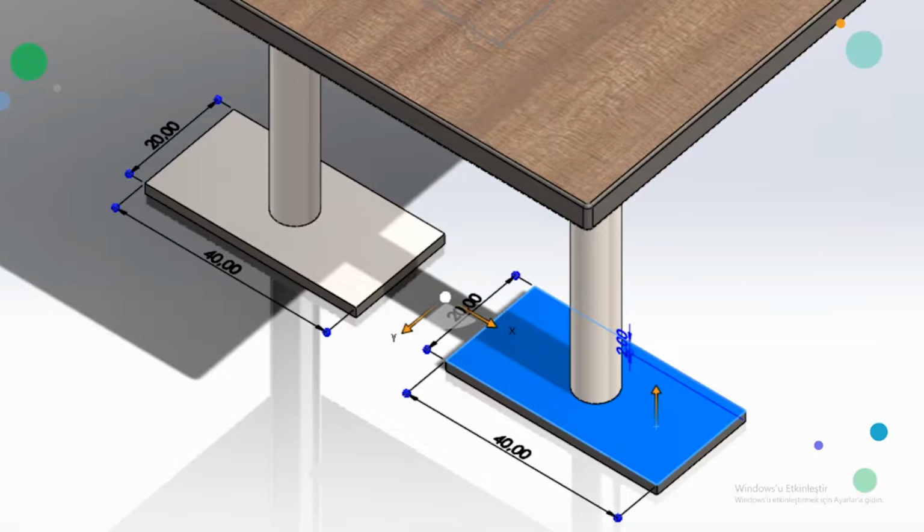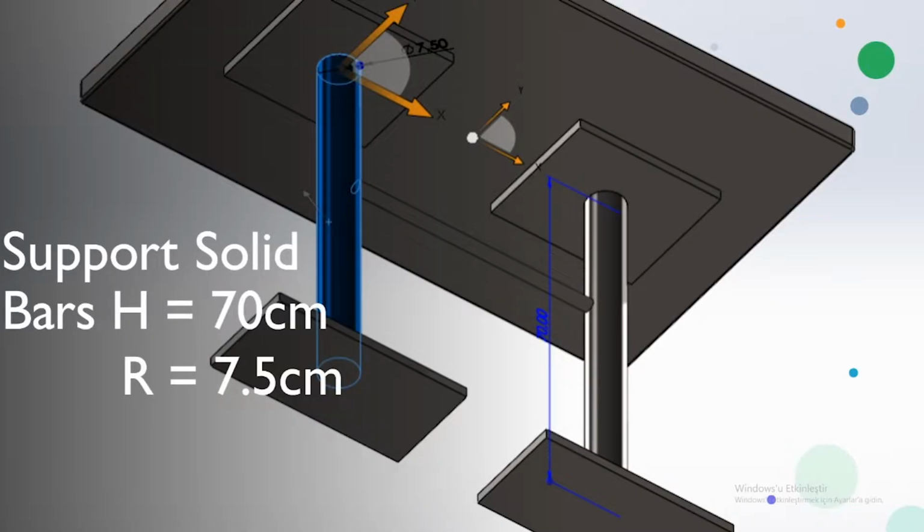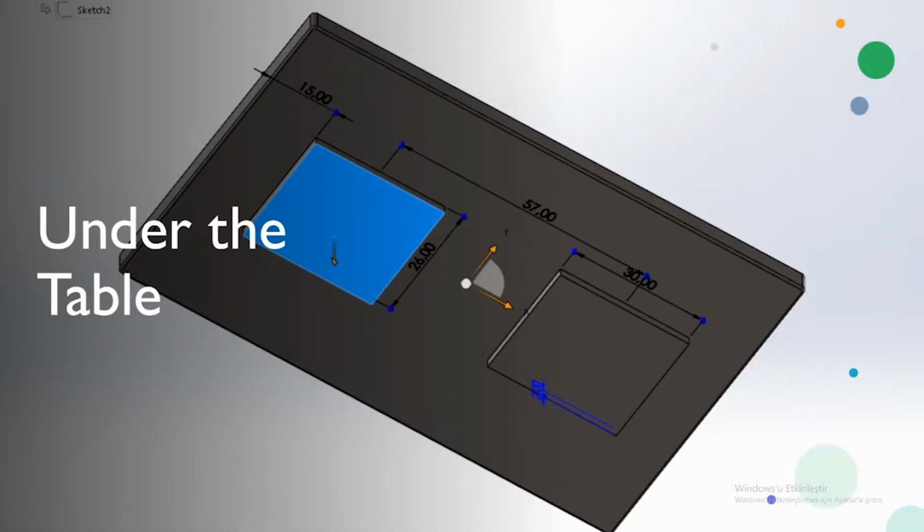Here you can see the rectangular supports at the bottom of the assembly of the table. The support solid has the shown dimensions: 7.5 centimeters in diameter and 70 centimeters in height. Here is the geometry under the table. As you can see the dimensions of it.